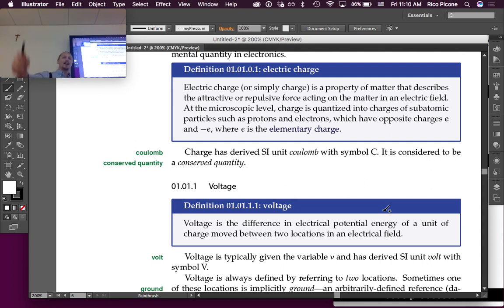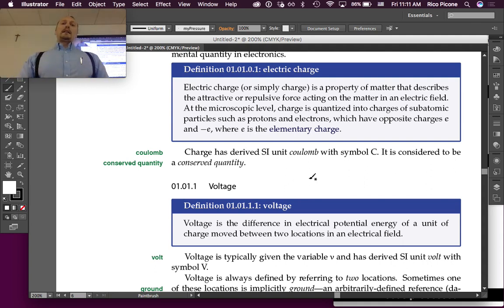Okay, charge has the derived SI unit coulomb with symbol C. It is considered to be a conserved quantity, a fundamentally conserved quantity in nature, so you can't create or destroy charge, you just move it around.